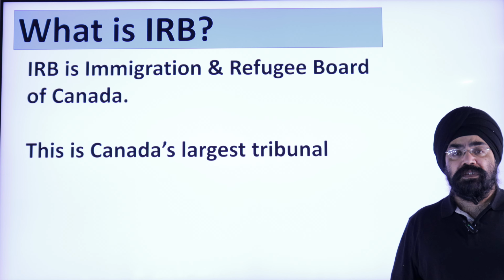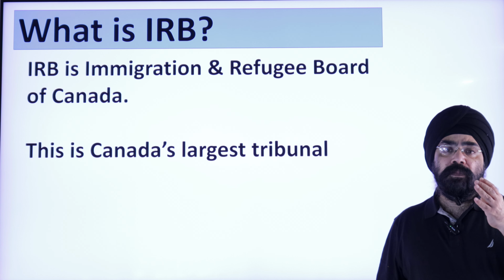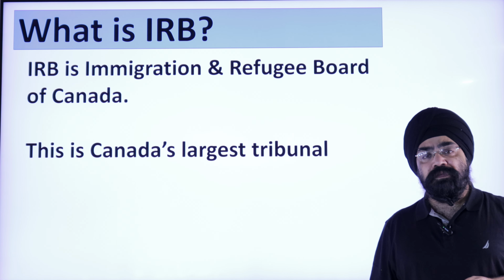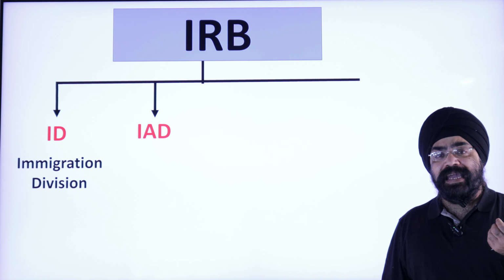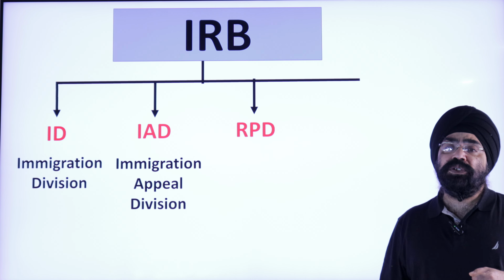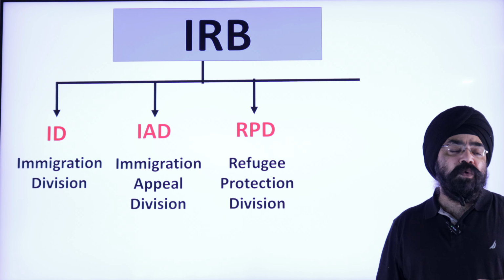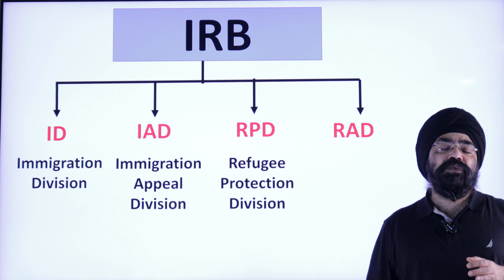They have 4 divisions. These 4 divisions deal with different types of cases. So a person who is an RCIC IRB can go to any of these 4 divisions, and let us see what the divisions are. The 4 divisions are ID, which is the Immigration Division; the second one is IAD, the Immigration Appeal Division; the third one is RPD, the Refugee Protection Division; and the fourth one is RAD, the Refugee Appeal Division. They deal with all different types of cases.